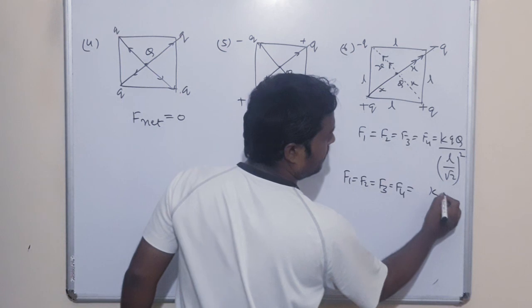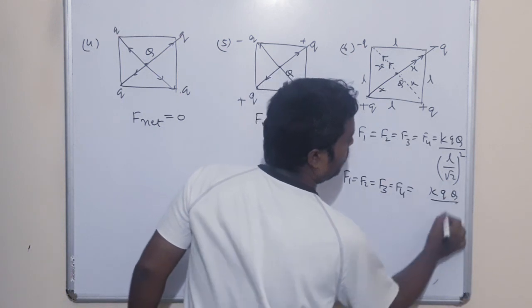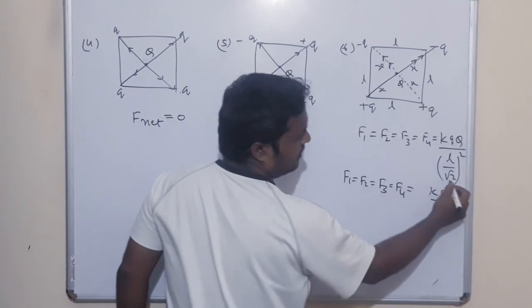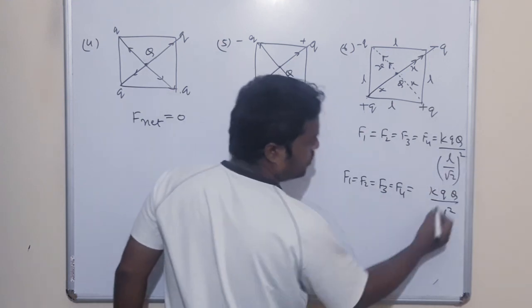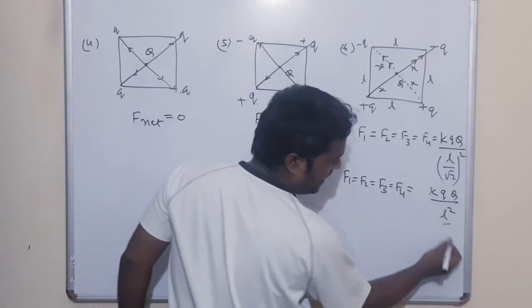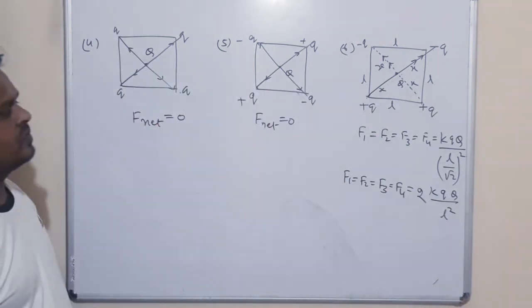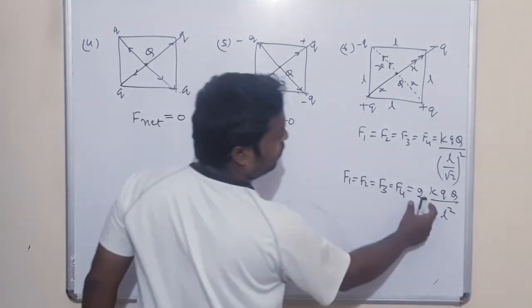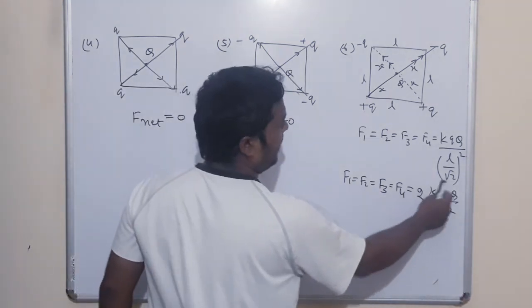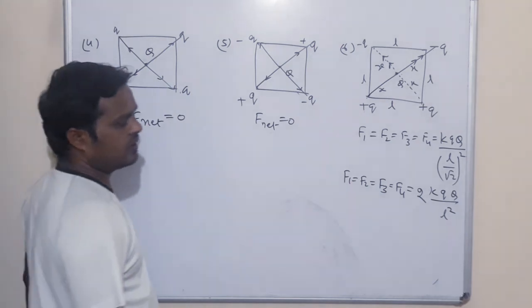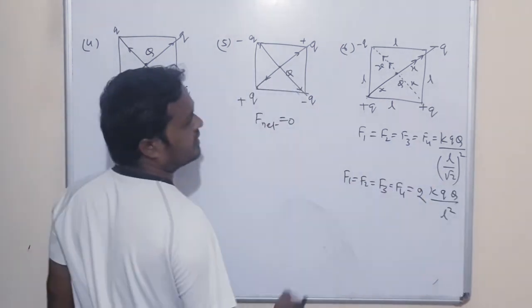Then F1 is equal to F2 is equal to F3 is equal to F4, this will be k small q into capital Q by L square, root 2 whole square. Root 2 whole square is 2. Then this 2 will come here. I will write this 2 here. That means each force is equal to 2 times k q Q by L square. Followed? Each force is equal to like this.